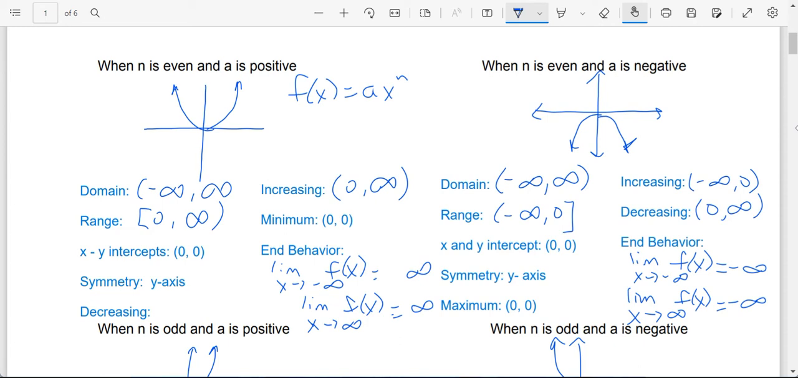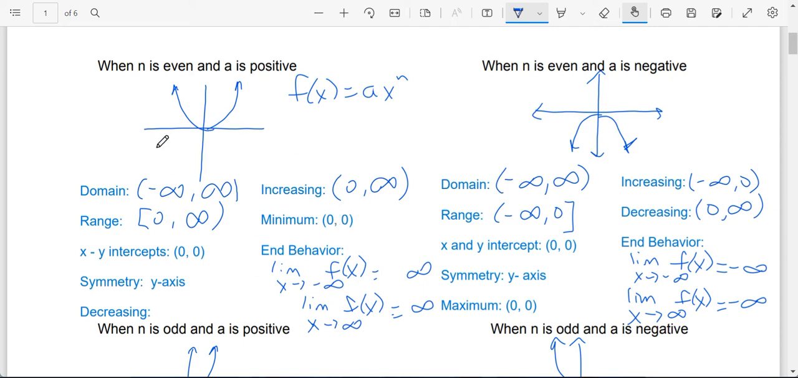Now, this bottom part of your first page of guide notes is going to be used as a cheat sheet: what do you do when certain functions are certain things? So we have a monomial power function, f(x) = a times x to the power of n. What happens when your exponent is even and your a value is positive? Well, it's going to be all of these things. The domain is all real numbers, negative infinity to infinity, and all this other information down here.